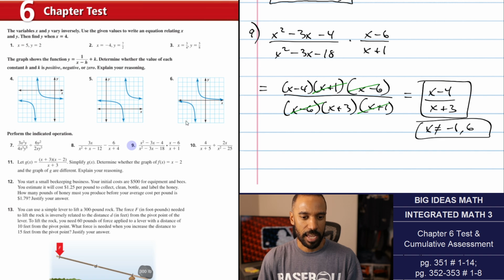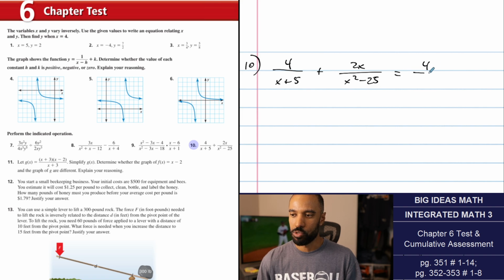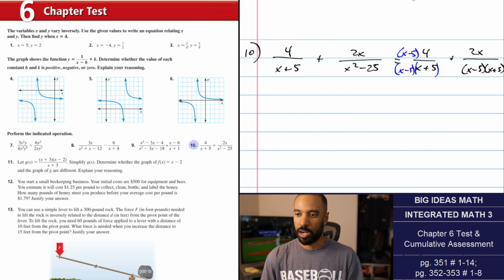Number 10, last of these kinds of problems, we have addition. Maybe the most basic. We'll see. Actually, that multiplication one wasn't bad. Number 10. X squared minus 25 is the difference of two squares, which factors into x minus 5 times x plus 5, which means this guy's missing an x minus 5 that can multiply on top and bottom like so. Now we have a common denominator.